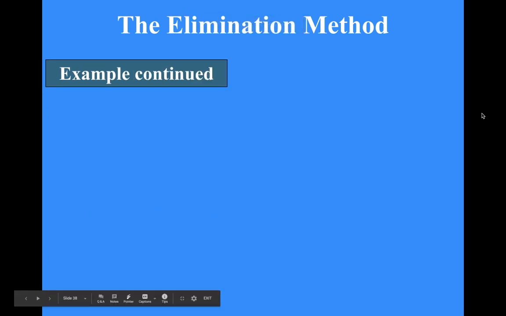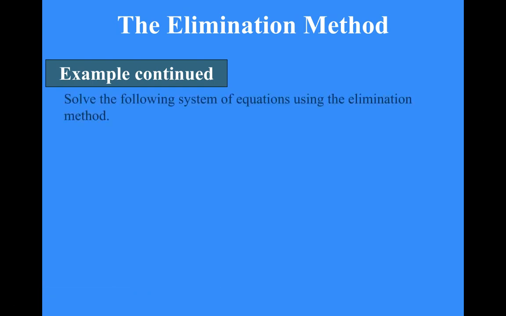Okay, so now that we've got everything together, aligned up, now I can actually use elimination to solve. The first thing I have to do is figure out what variable I want to eliminate. Well, if I'm looking at this, I've got a 6x and a 4x. I have a negative 3y and a positive 5y.